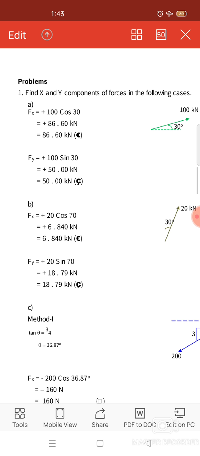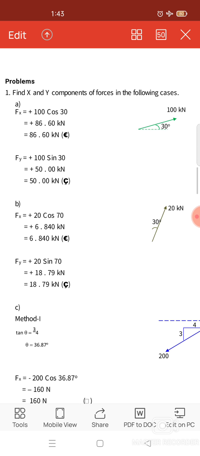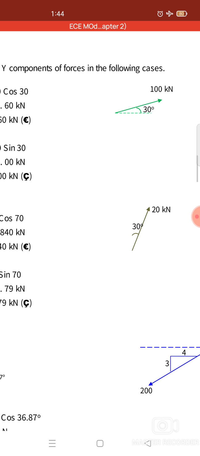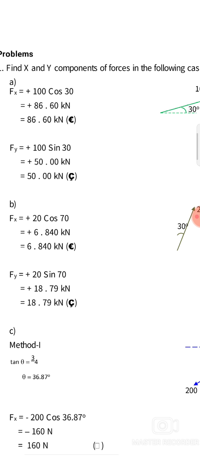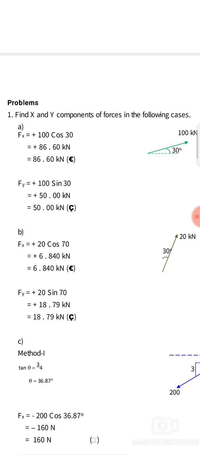If the force is inclined, to find the x and y components we have to look at the angle of inclination. Here the angle of inclination is 30 degrees. With respect to the angle of inclination, the opposite part is sine theta and the adjacent part is cos theta. We should be very familiar with trigonometric functions: sine theta is opposite by hypotenuse and cos theta is adjacent by hypotenuse. Here the hypotenuse is 100 kilonewton, the opposite line is Fy and the adjacent line is Fx.